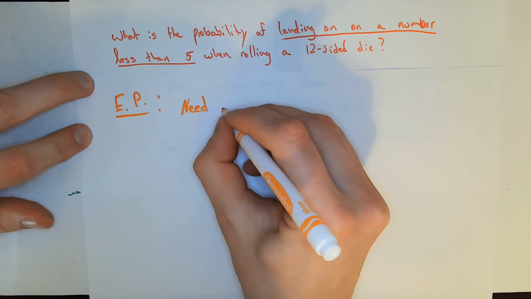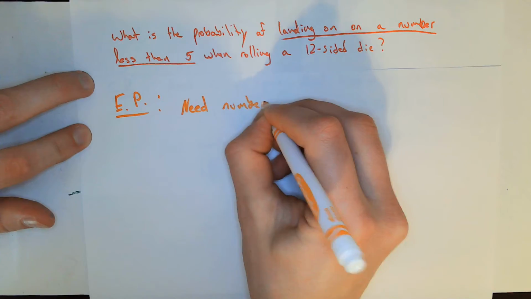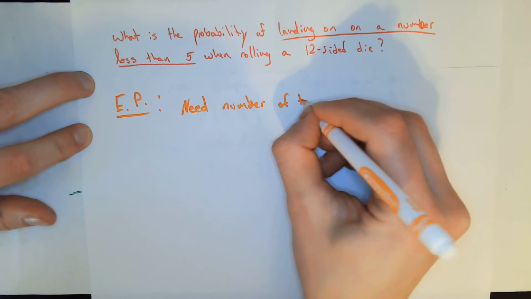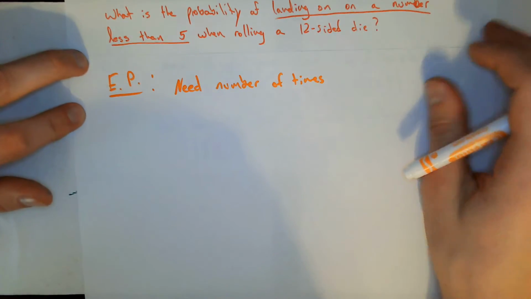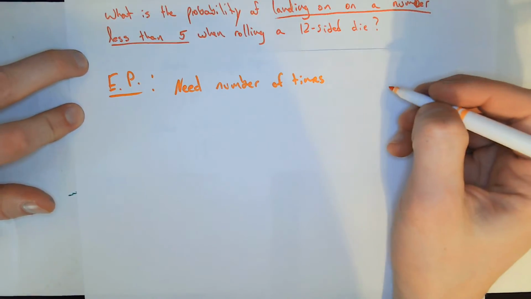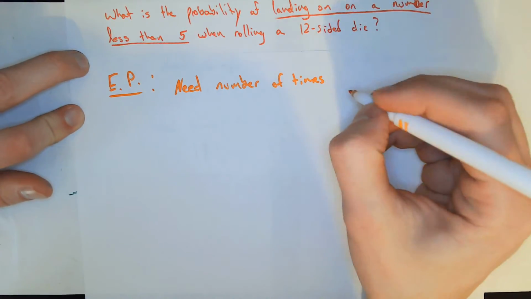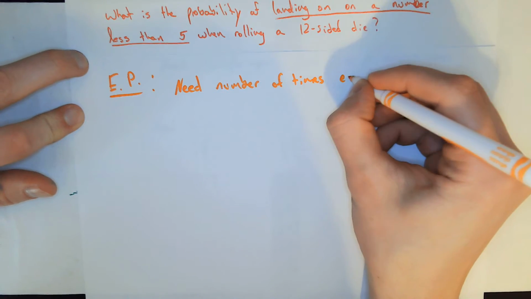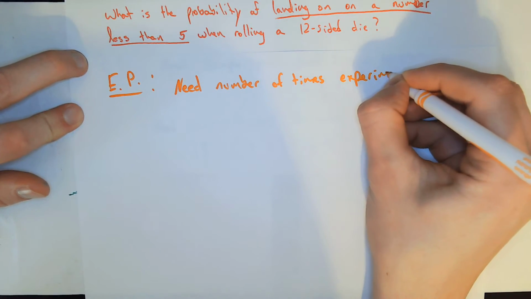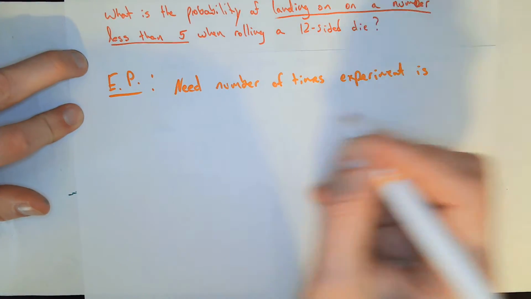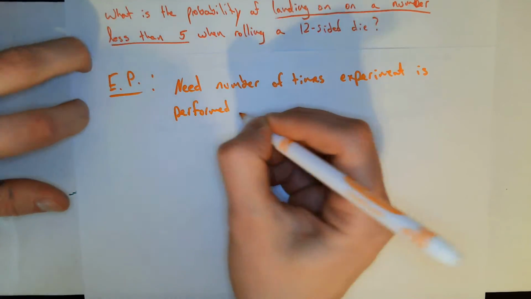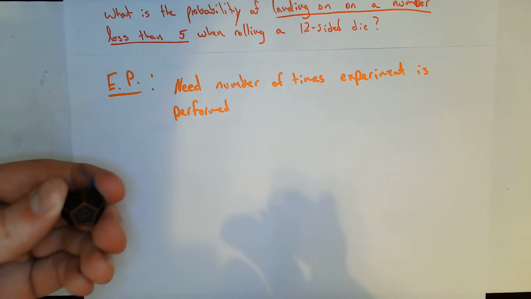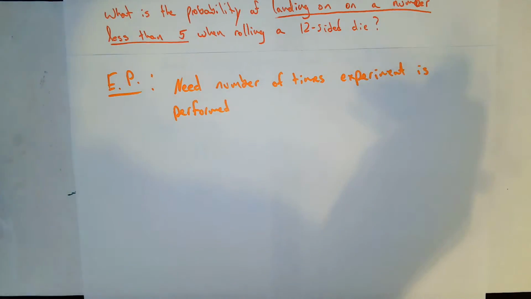For the denominator, we need the number of times the experiment is performed. You should have that written down, or you can look at it in the text in section 7.1. Well, this is going to be up to me. And the experiment is rolling the die.